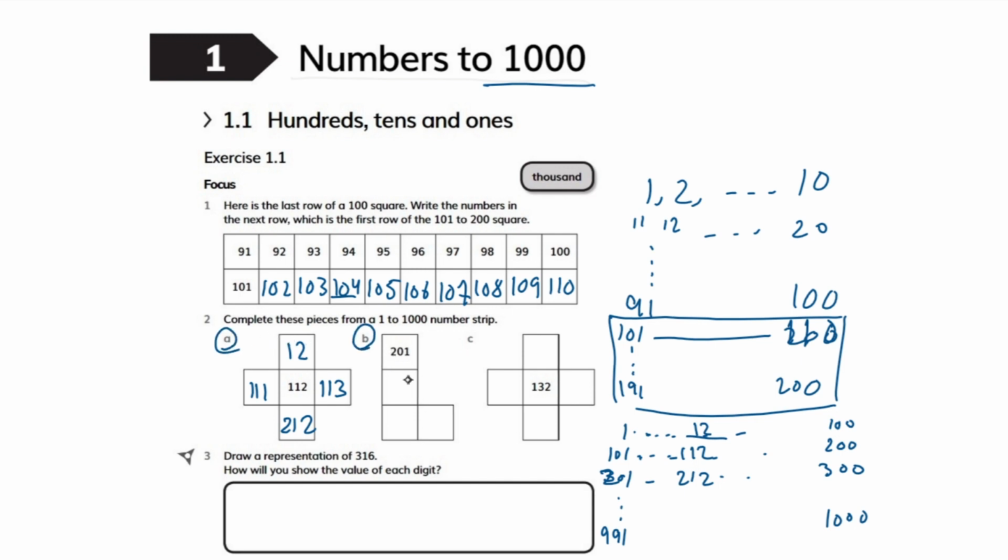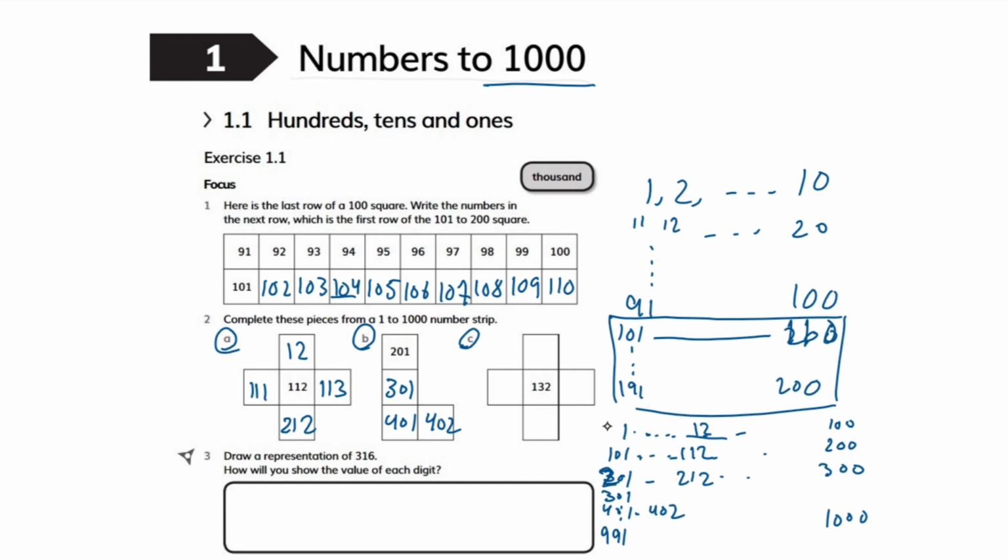In part B, we have 201. 201 is here. This is 101, this is 201. Below 201, we have 301. Below 301, we have 401. So 201, 301, 401. To the right of 401, we have 402. So over here, we have to write 402. That's nice. In part C of this question, we have 132 in the middle.